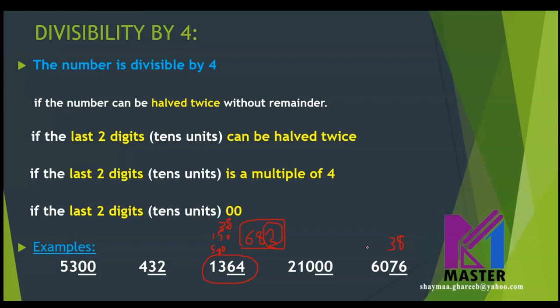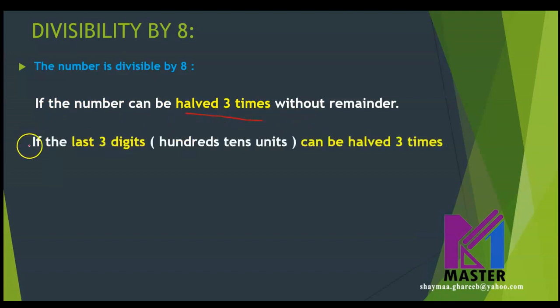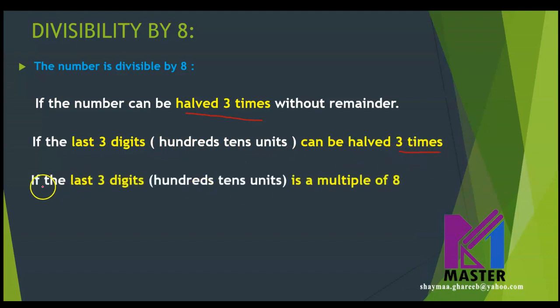Is this clear? Now let's see divisibility by 8. The number is divisible by 8 if the number can be halved 3 times, not 2 as the 4. In the 4, if the number can be halved twice. In the 8, if the number can be halved 3 times, without, of course, remainder. Or if the last 3 digits, the units and tens and hundreds, can be halved 3 times. Or if the last 3 digits are a multiple of 8.